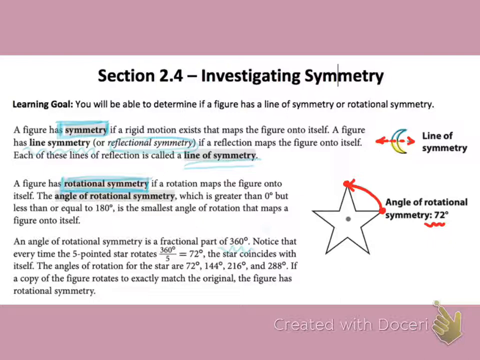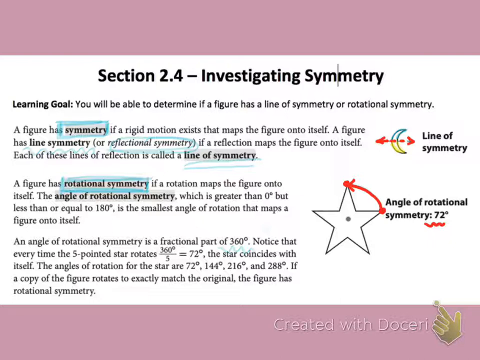So basically every 72 degrees, if a copy of the figure rotates to exactly match the original, the figure has rotational symmetry. With reflection symmetry, there's a place in the figure where you could draw a line and fold the figure over itself. It would look identical. And with rotational symmetry, you could turn it a certain number of degrees and the figure would map onto itself and look identical. So those are the different kinds of symmetry.